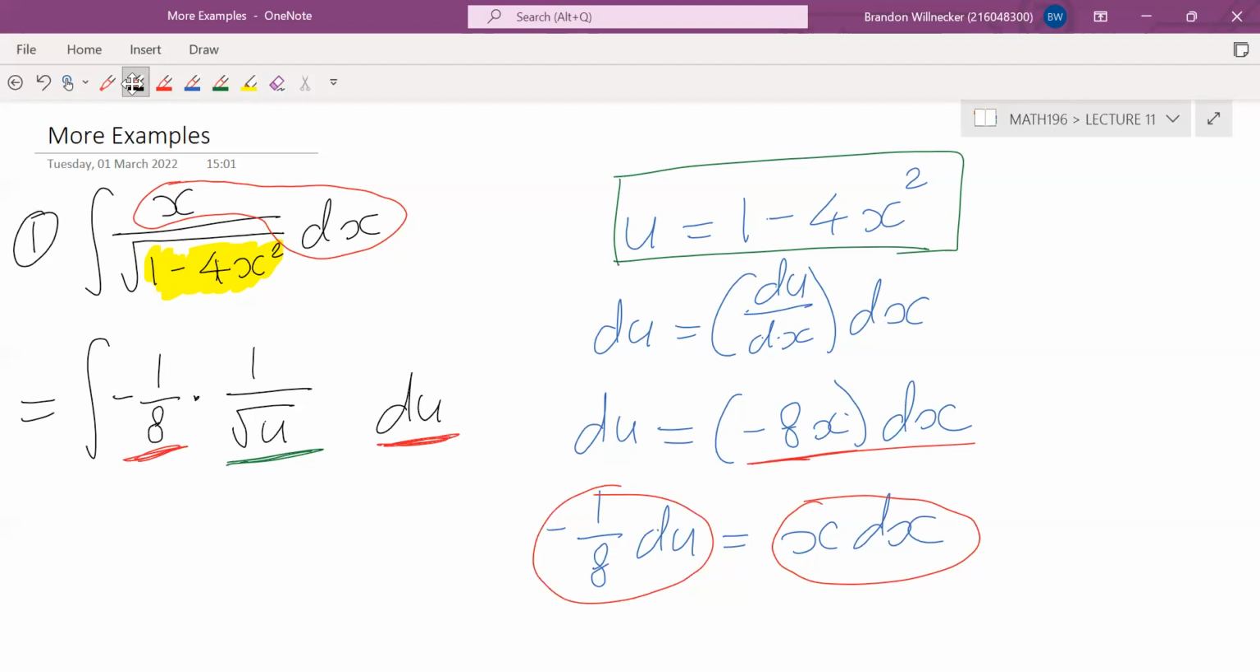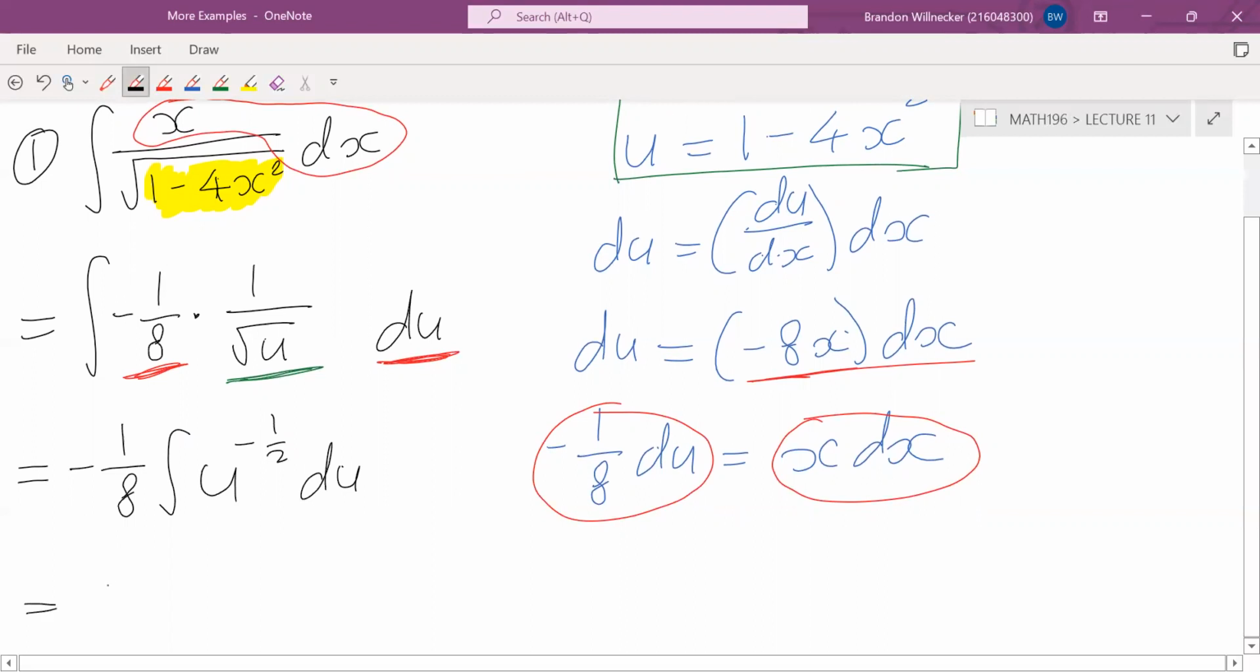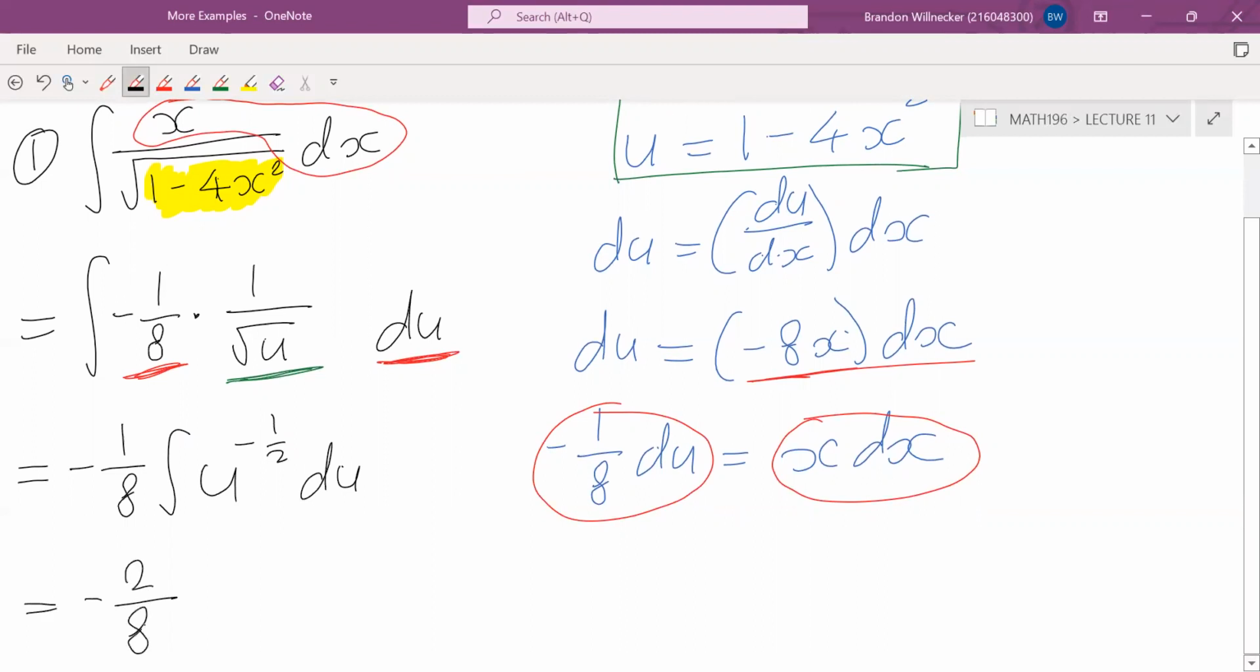Okay, so now, as you can see, this is much simpler than what we had before. So we can rewrite this as minus 1/8, the integral of u to the minus 1/2 du. And now this is a simple application of the power rule. So what we're going to do is add 1 to the exponent to make it 1/2, divide by 1/2, but that's the same thing as multiplying by 2. So we're going to get minus 2 over 8 u to the 1/2, and don't forget the plus c.